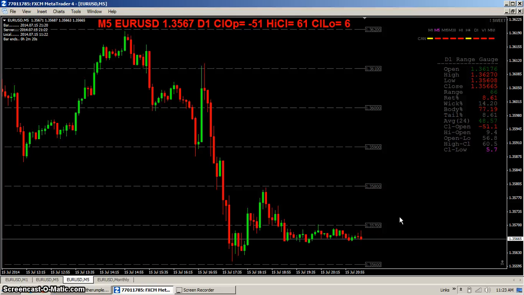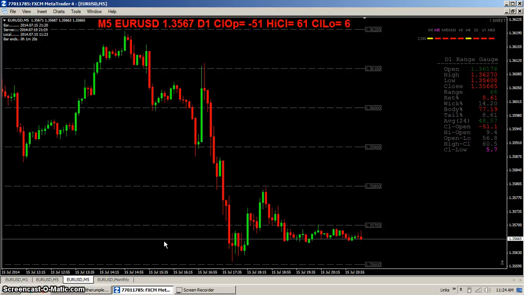Something as simple as when price crosses the line with the daily candle color, I'll take the trade. That's all you have to do. You don't need fancy oscillators, just some horizontal lines.